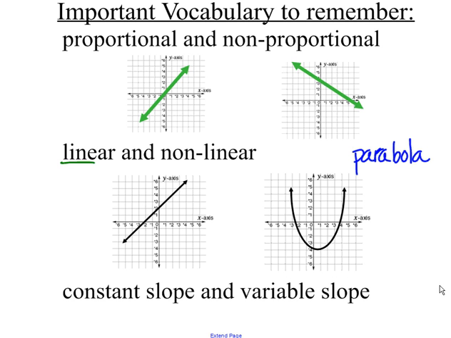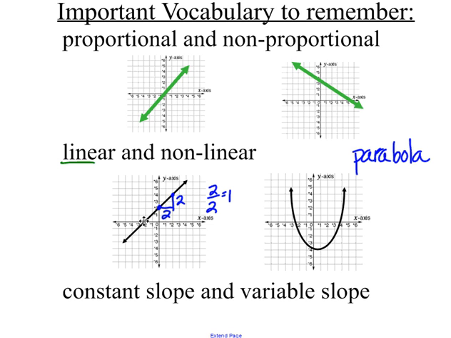Now, the last thing we're going to talk about is slope. Constant slope versus variable slope. And I'm going to use this line to talk for a second. We've worked on slope before, and we've said that we can do rise over run. So we'd have 2 divided by 2, which equals 1.